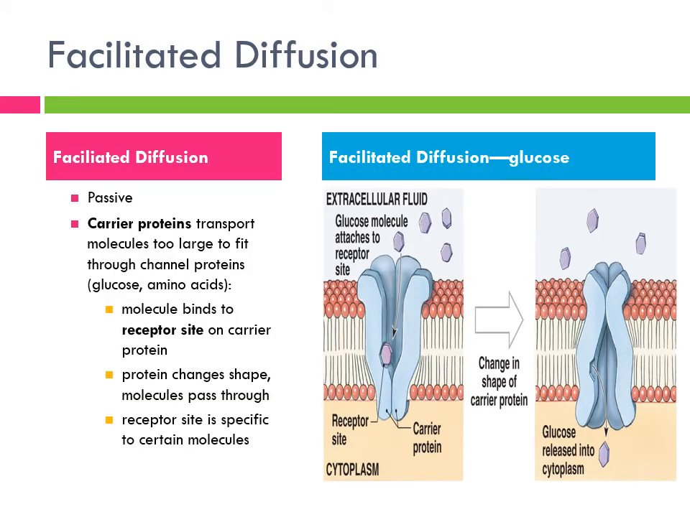Facilitated diffusion is passive. It involves carrier proteins that are going to transport molecules that are too large to fit through channel proteins. So our channel proteins are always open and they allow certain ions to just pass through. But some ions are too large to pass through those channel proteins, so they require carrier proteins. So in this instance, we're looking at the transport of glucose. The glucose is going to bind to the receptor within the transport protein. That causes the protein to change its shape, and then it's going to drop the glucose into the cell. So this is facilitated diffusion.